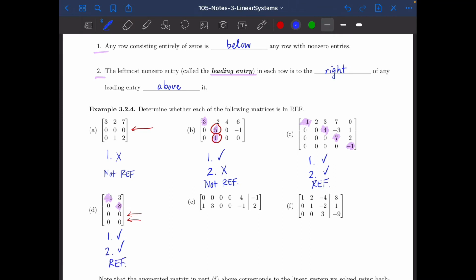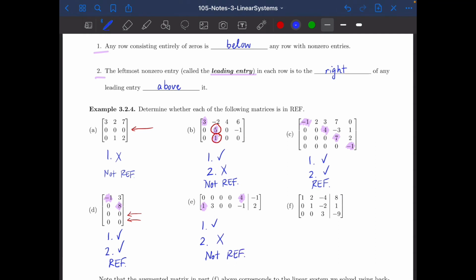Next, in part E, we have an augmented matrix. We want to determine if this augmented matrix is in row echelon form. First, do we have any rows consisting entirely of zeros? We don't, and so condition 1 is satisfied. Second, do we have that the leading entry in each row is to the right of any leading entry above it? Well, in the first row, the leading entry is this 4, and in the second row, the leading entry is this 1. That 1 is actually to the left of the 4, the leading entry above it, and so condition 2 is not satisfied. And so this augmented matrix is not in row echelon form.